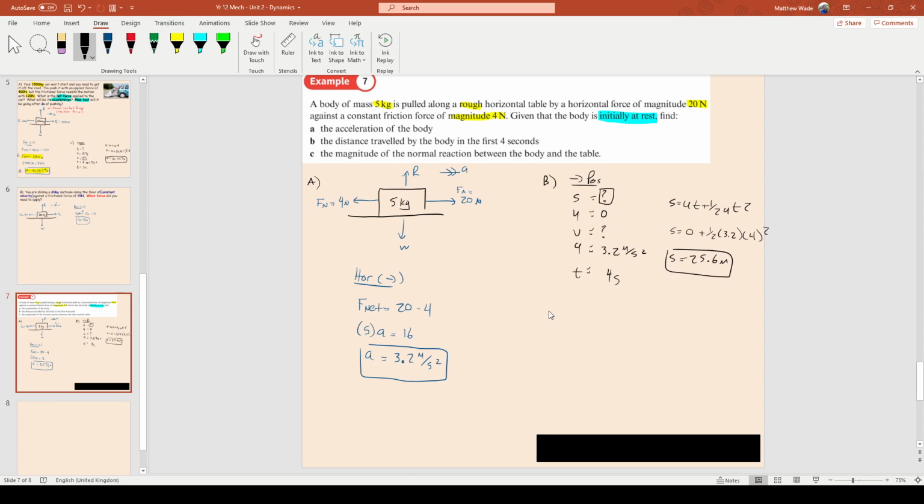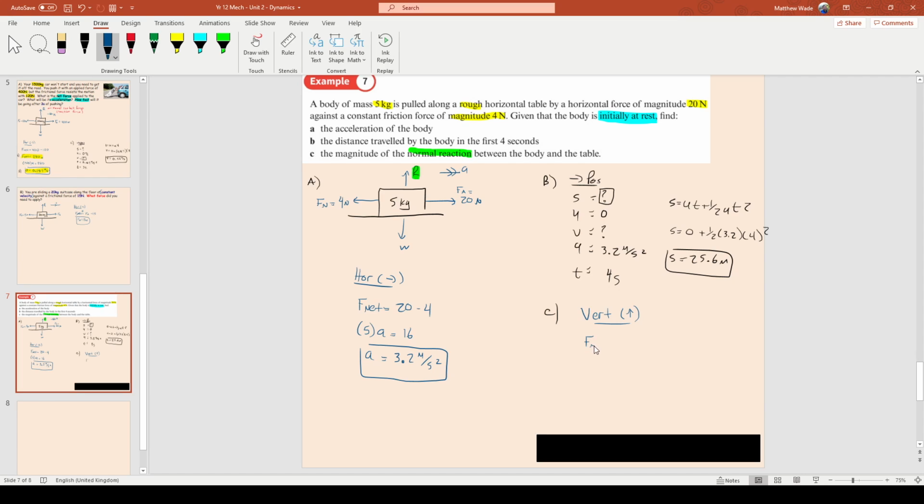And the final thing, my buddies, the final one's actually easier. Find the magnitude of the normal reaction force between the body and the table. Well, what was the normal reaction force again? I said it's R. So how do we get that? Well, vertical. So back to dynamics. Pick a direction to be positive. Whatever direction you want. Up.